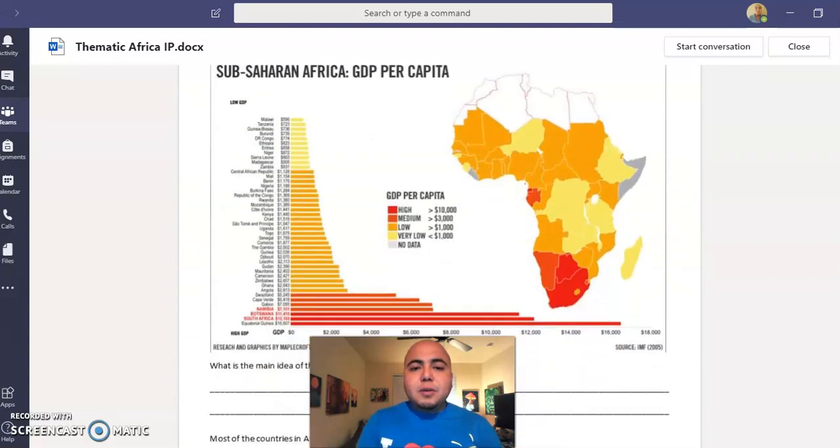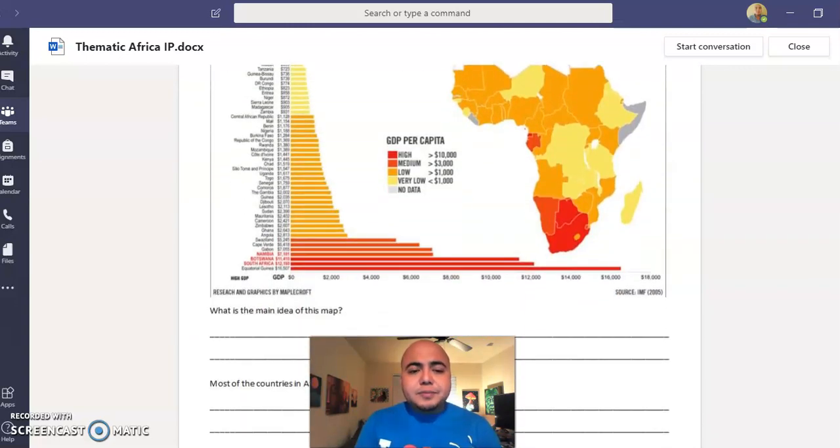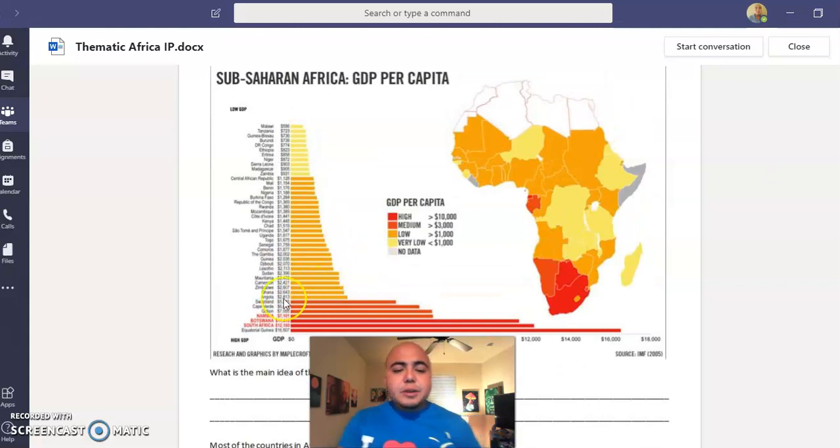So you have this one, Sub-Saharan Africa GDP per capita. Same thing. First question: what is the main idea of this map? Again, press pause, write your answers, and then press play whenever you're ready. What is the main idea of this map? All right, so the main idea of this map is Sub-Saharan Africa GDP per capita. This is a more in-depth look at Africa and its GDP.